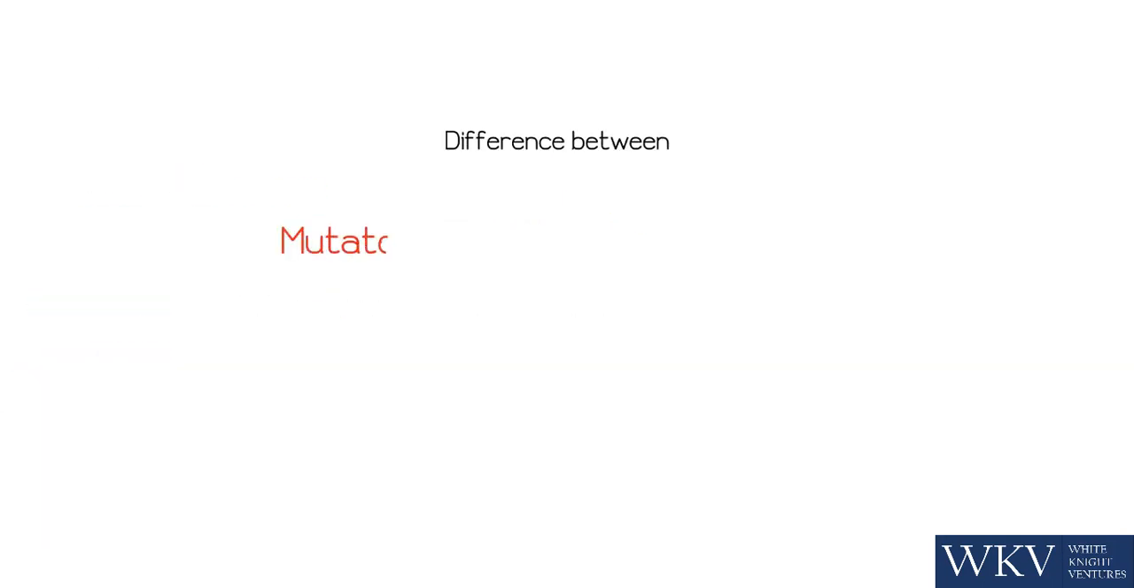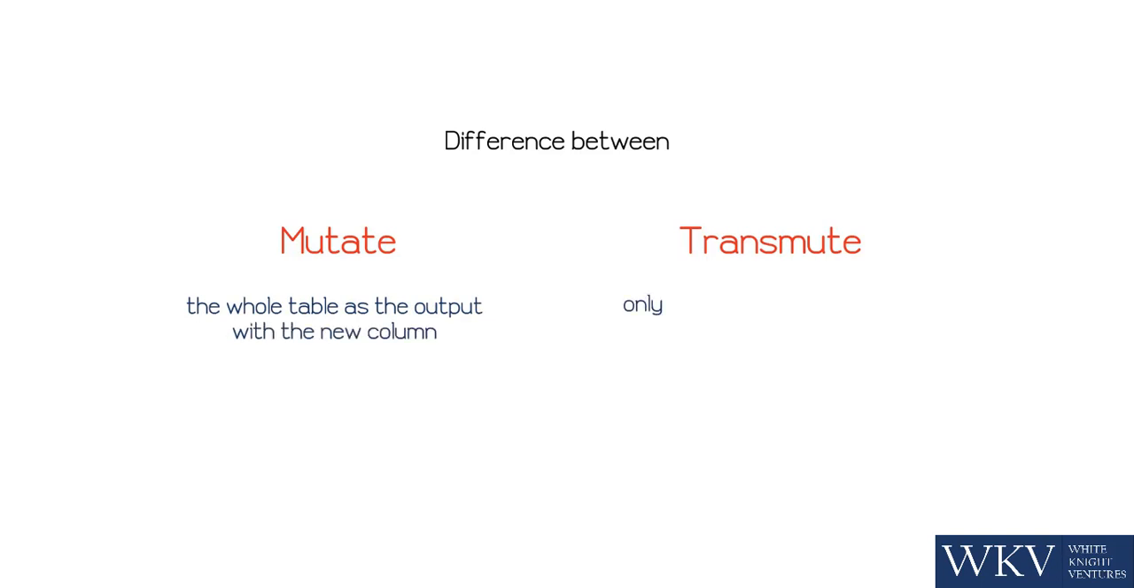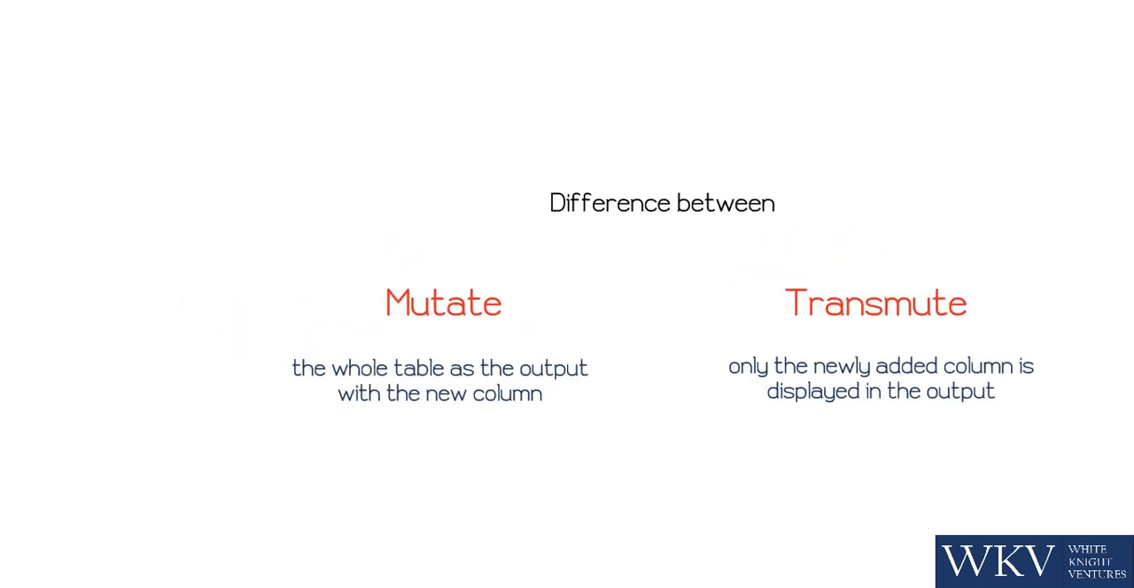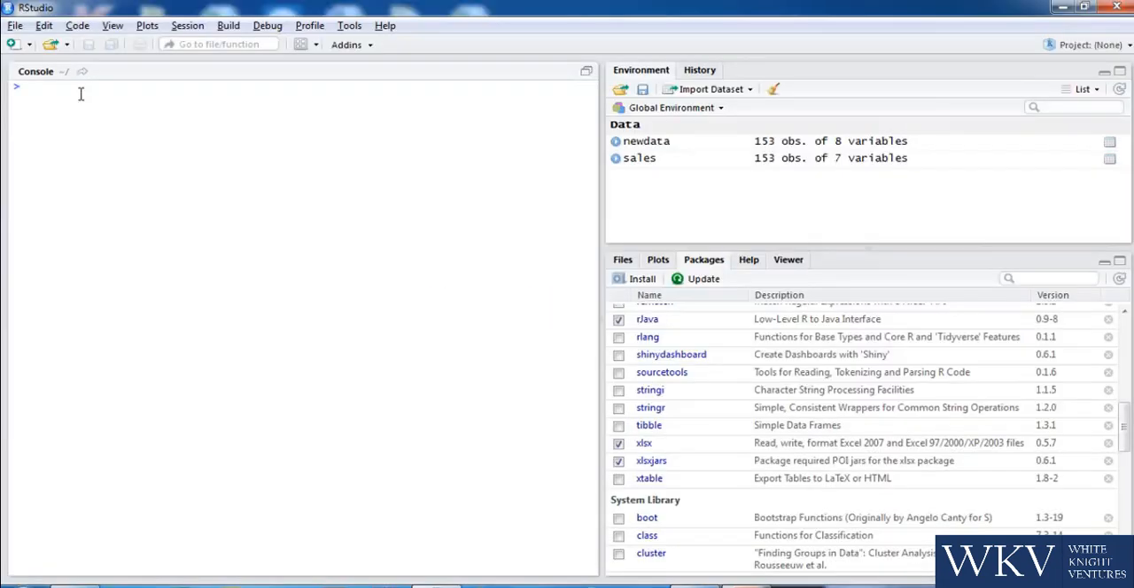The difference between mutate and transmute is that when we use mutate, we get the whole table as the output with the new column. But with transmute, only the newly added column is displayed in the output. In this video, we will look at some more functions related to the dplyr package. The first function we look at now is distinct. This function helps us extract unique values.